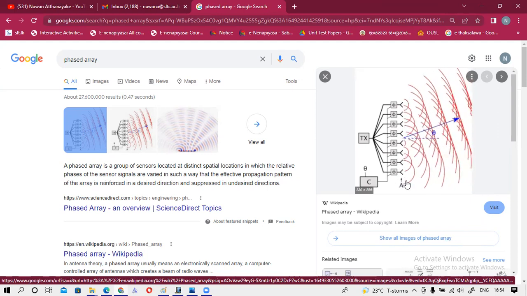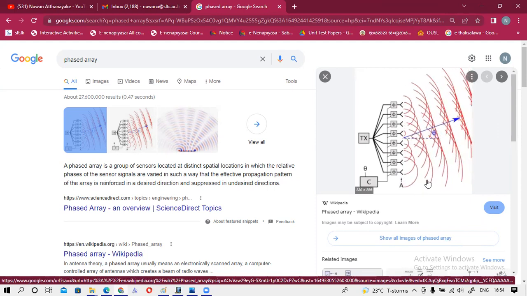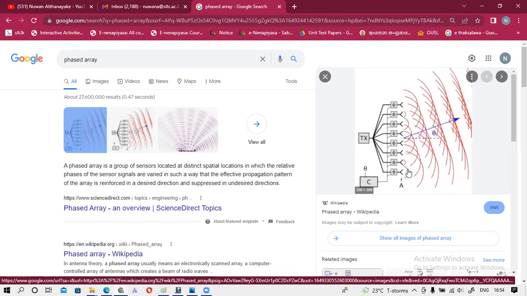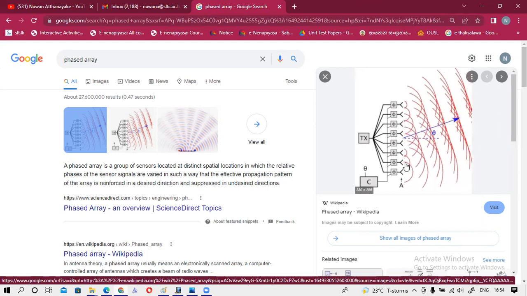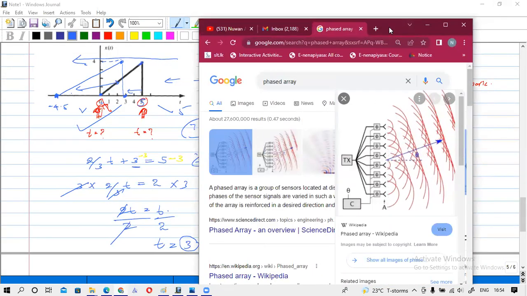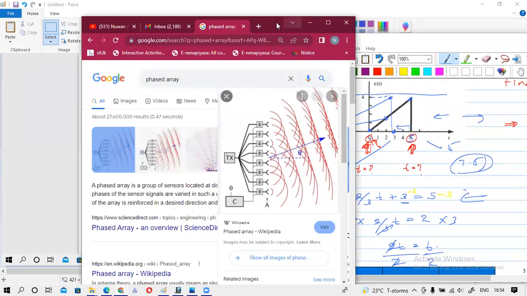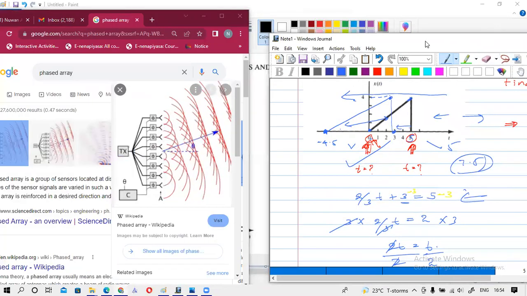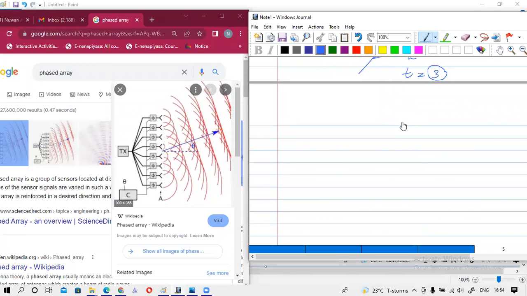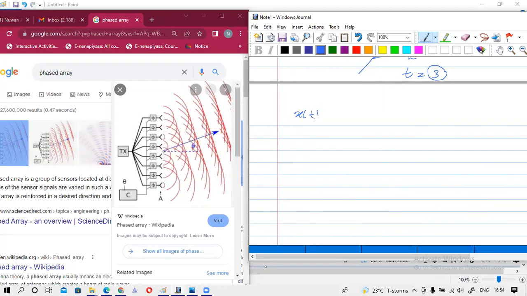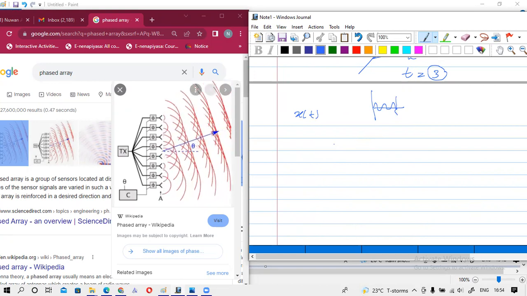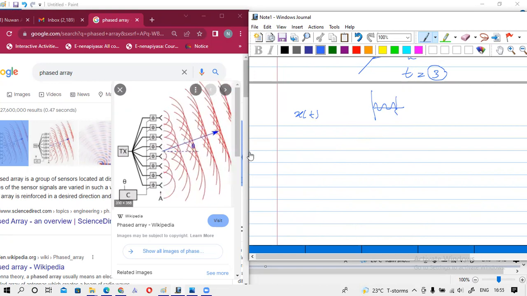If this antenna signal is x(t), then after a delay, this antenna will transmit. So it will be x(t minus delta). Let's consider this first antenna. Let's say the signal x(t) looks like this. So this is the signal transmitted from this antenna.